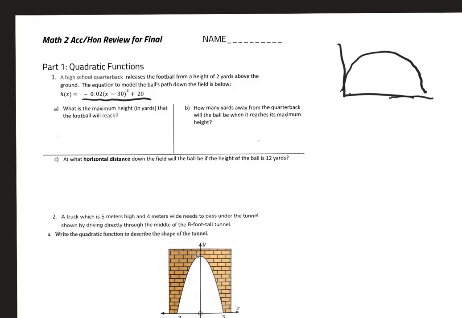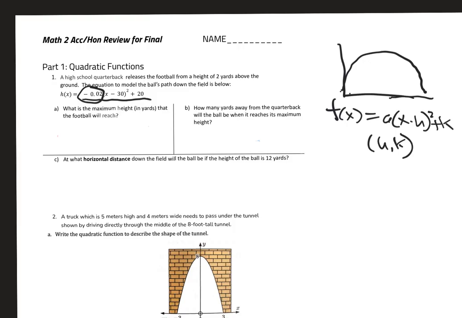So let's first take a look at the form we have here. The form we have is the vertex form, where f of x is equal to a times (x minus h) squared plus k, where (h, k) is the vertex of the quadratic. When a is a negative value, as is the case here, then we have an upside down U like this. When a is positive, we have a right side up U.